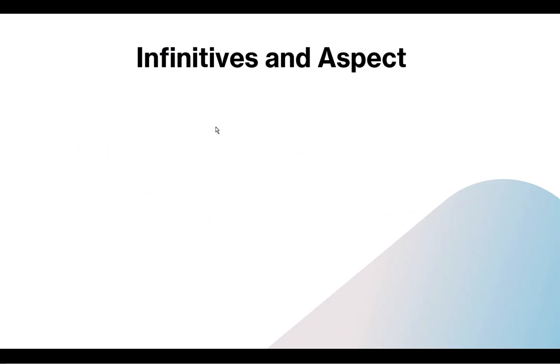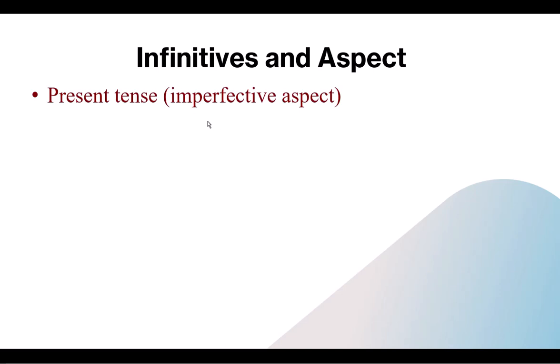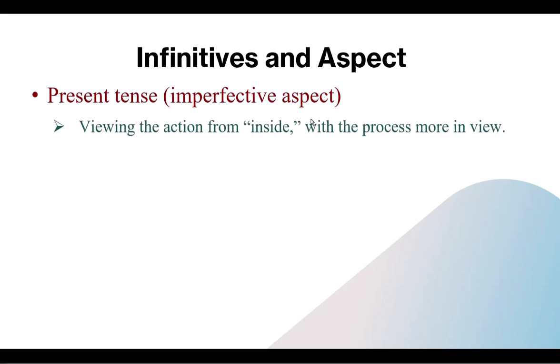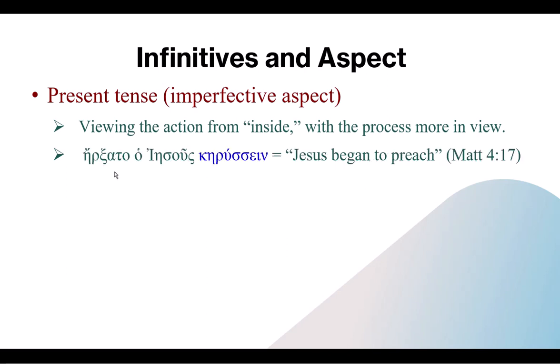When we talk about infinitives and aspect, it's what you'd expect. The present tense imperfective aspect is going to be viewing the action from inside, as we've already covered, with the process more in view. So how does that apply to the infinitive? Well, let's take a look at Matthew 4:17. Jesus began to preach. The idea here is there's something of a repetitive idea, that he preached over a period of time.